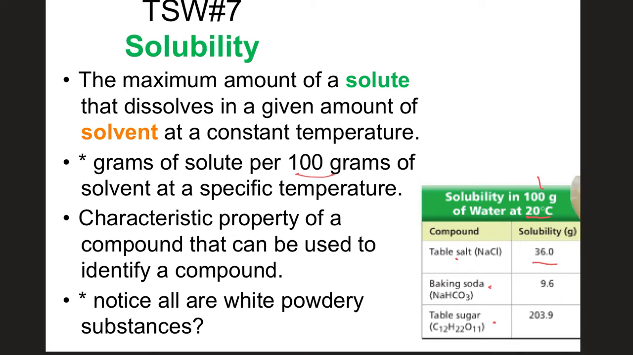Now, all three substances are white powdery substances, but you might notice what kind of substances they are. So NaCl, that's an ionic compound, right? Baking soda, that's another ionic compound. And sugar is a molecular compound. So that has something to do with it too, the type of compound that it is.